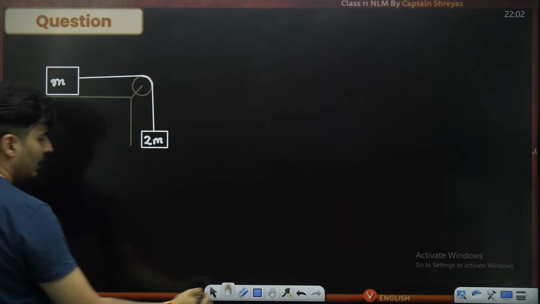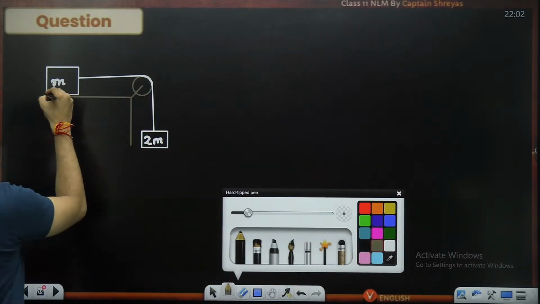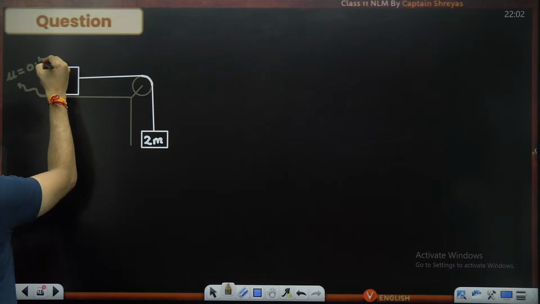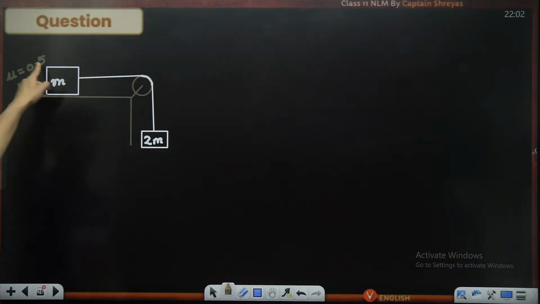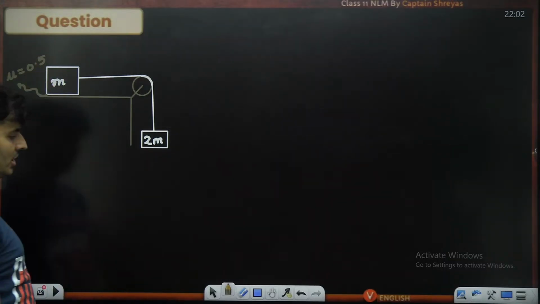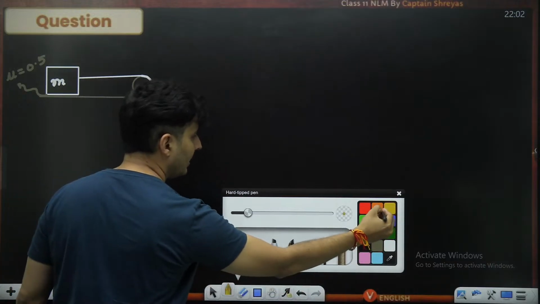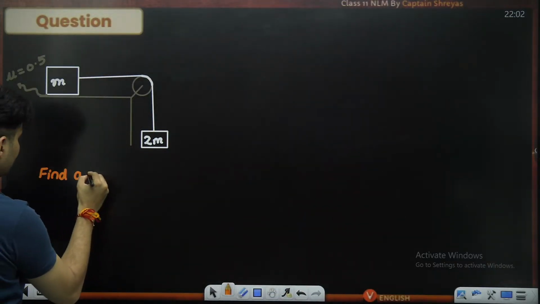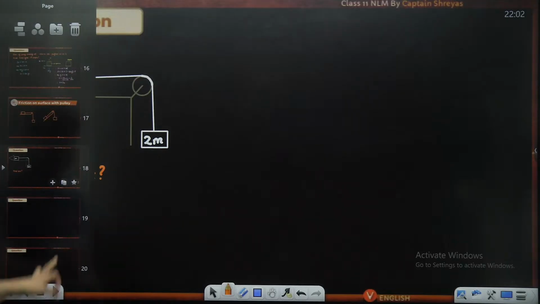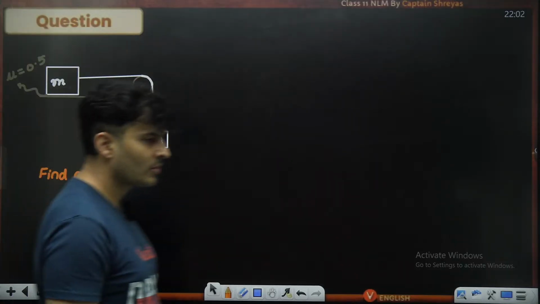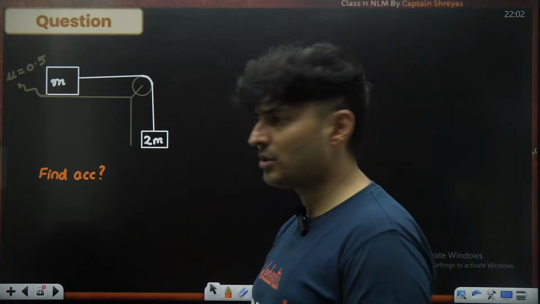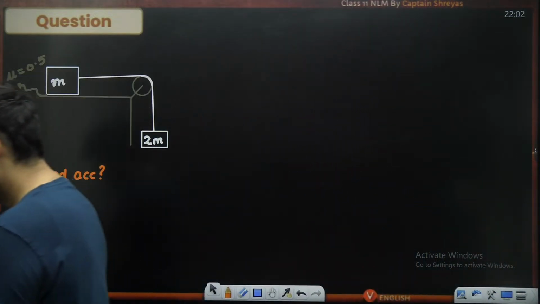And there is some friction over here. That mu is, for example, 0.5. Question is, you release it, it will accelerate. Find the acceleration of the blocks. That's the question. Simple, straightforward. Can you figure out what's the acceleration of the blocks? Okay, let's do this, my dear warriors.